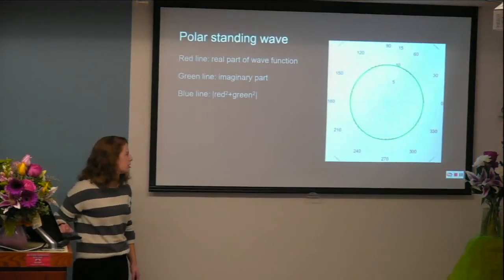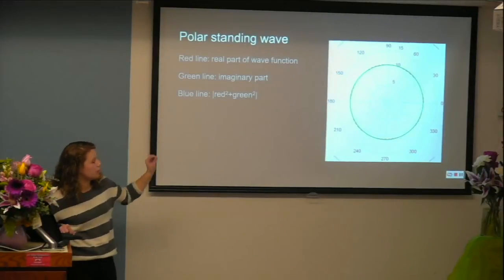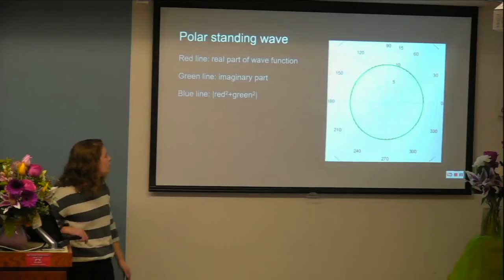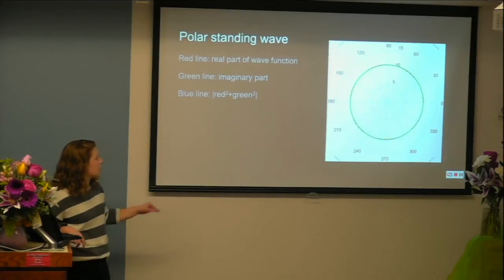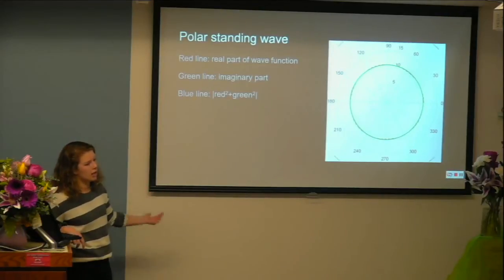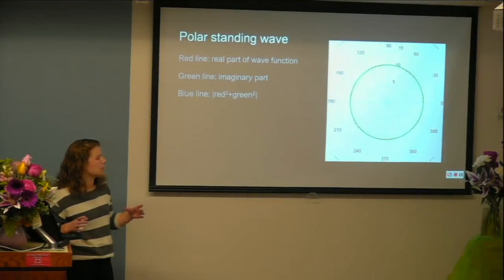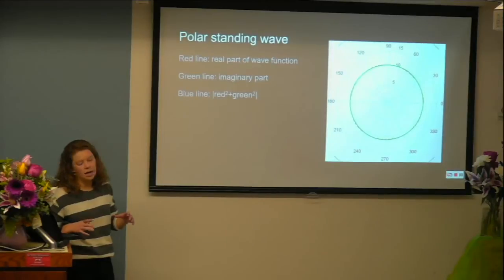So here is just a polar standing wave. The red lines are all kind of overlapping, but just imagine with me, and we'll see them on later plots. The red line is the real part of the wave function, and the green line is the imaginary part. The blue line is the combination of those, which is the red line squared plus the green line squared, and the absolute value of that. The blue line shows the stability of the electron in each node and orbital.